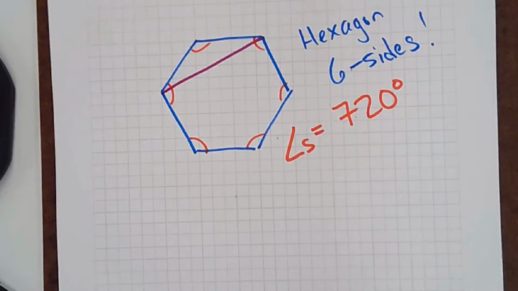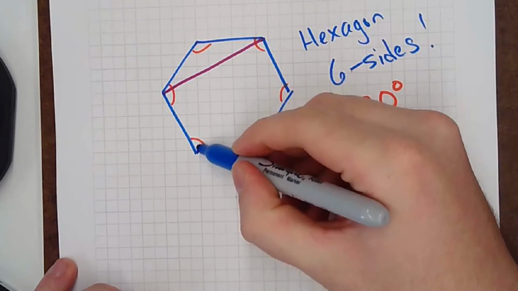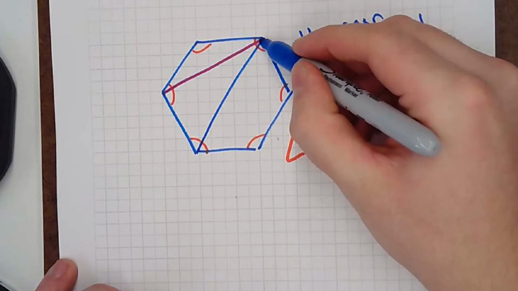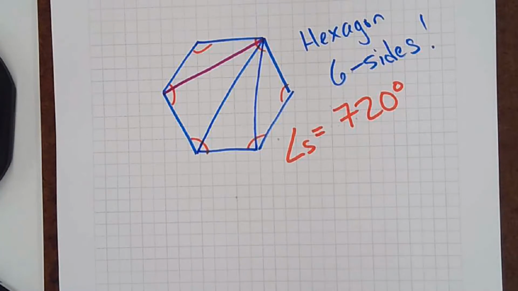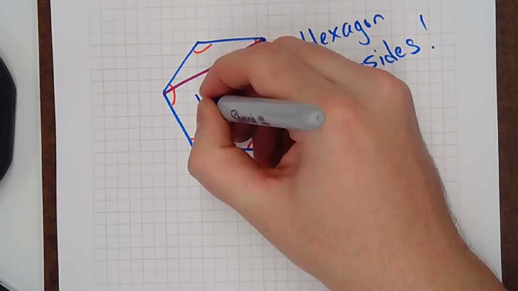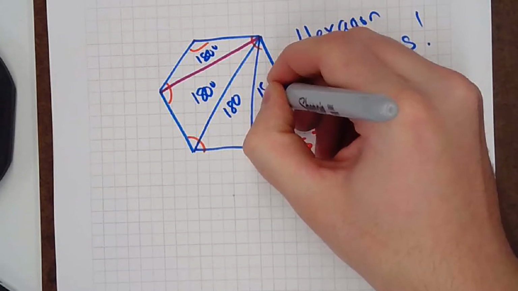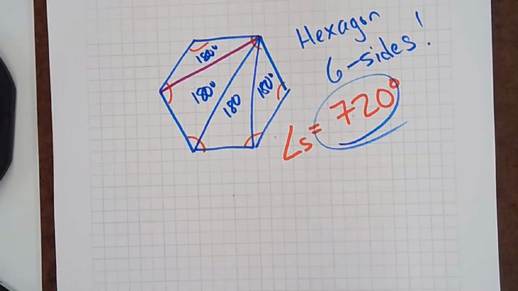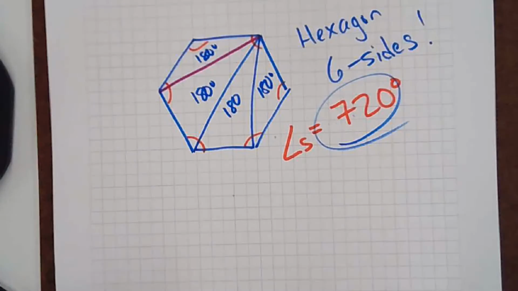All right, so check it out. Some of you already figured it out. If we divide this up into triangles, how many triangles did I draw? 4 triangles. So 4 triangles, and each triangle has 180 degrees internally, right? So 4 times 180, 720. Boom. So now I'm going to ask you this.